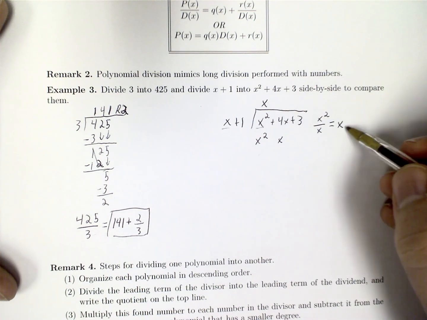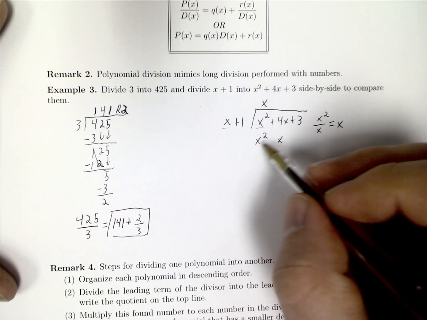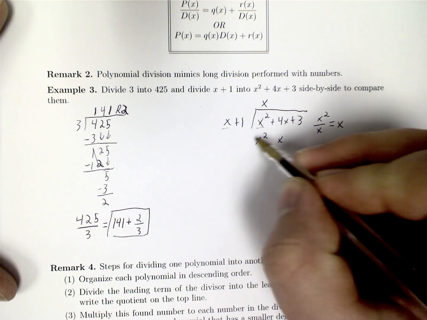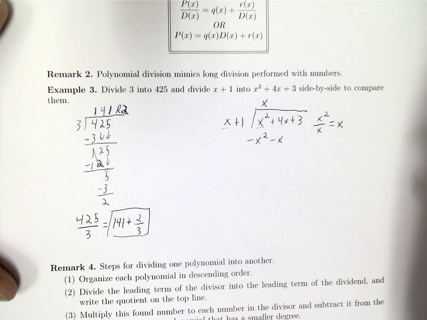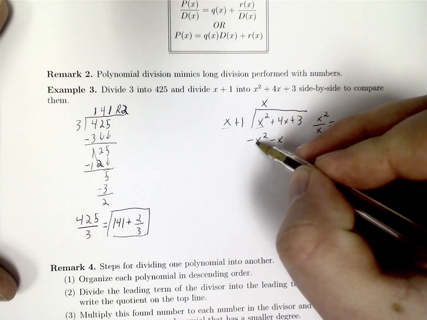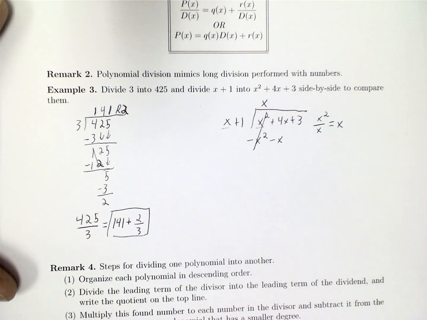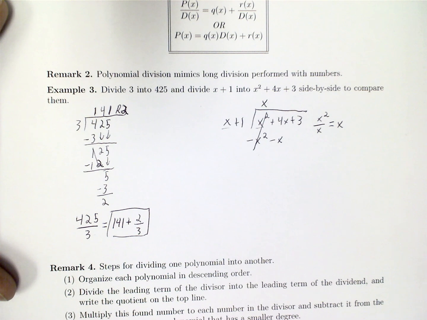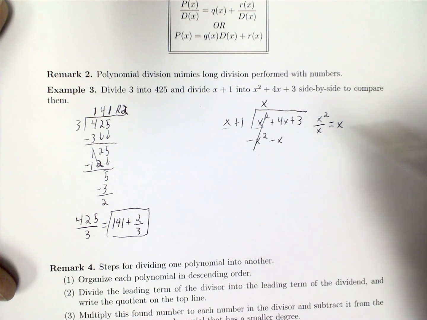So we divided, we multiplied, and then we subtracted. Here, since we have 2 terms, we're subtracting. That means we're changing the sign of each of these terms. So minus, minus. And you know you've gone about this correctly if the x squared and the minus x squared cancel. Okay? And they should be the opposite signs if you did that correctly. Don't forget to also change this sign.